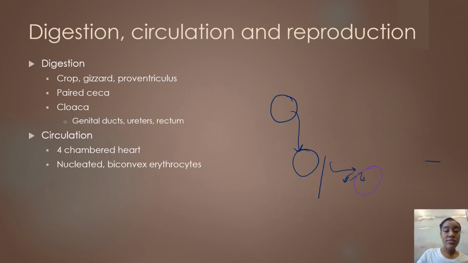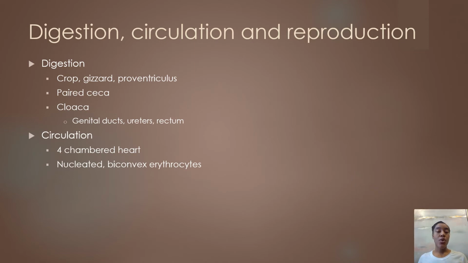We won't talk in a lot of detail about the circulatory systems of birds, but I did want you to know that birds do have a four-chambered heart, like their close relatives, the crocodilians. Mammals also have a four-chambered heart, but the four-chambered hearts in mammals and in birds are analogous to one another. They're not homologs. And then also birds have nucleated biconvex erythrocytes.